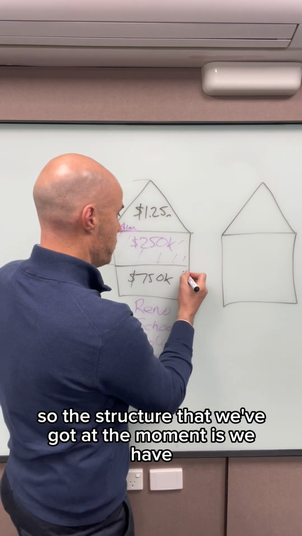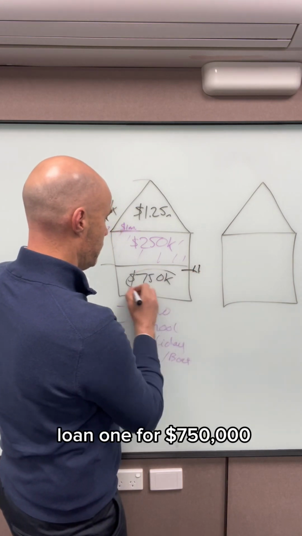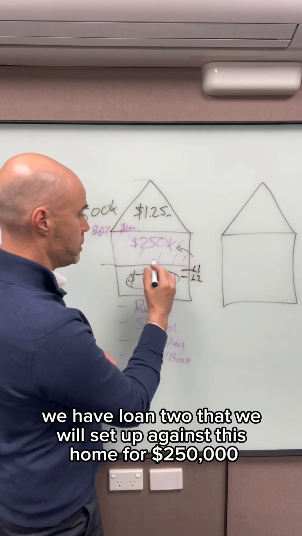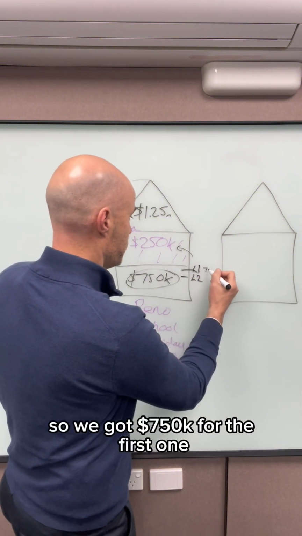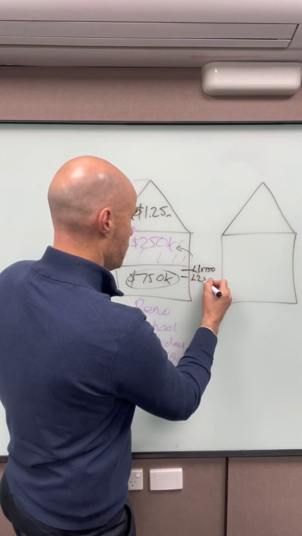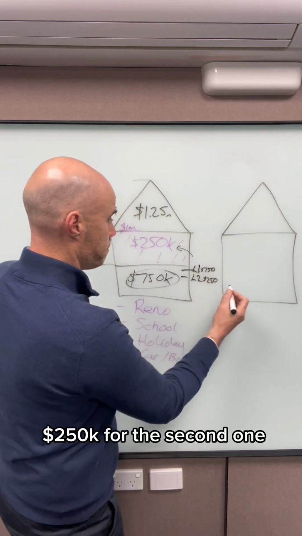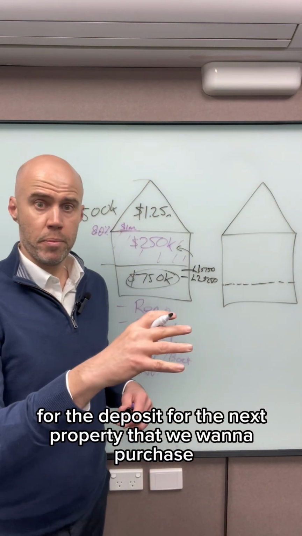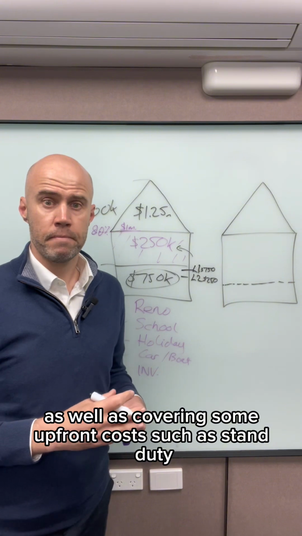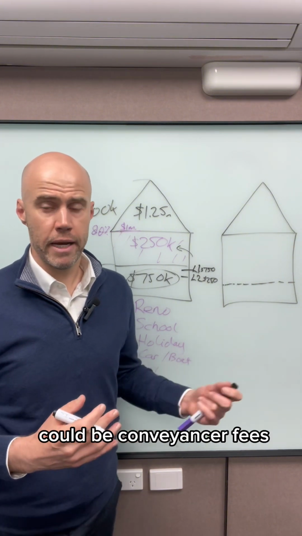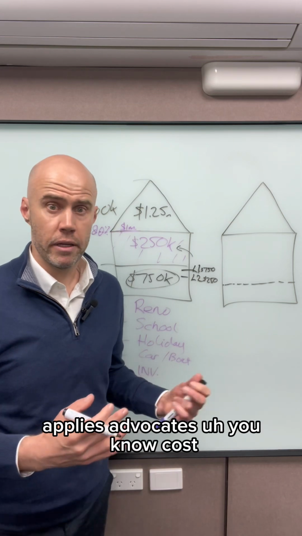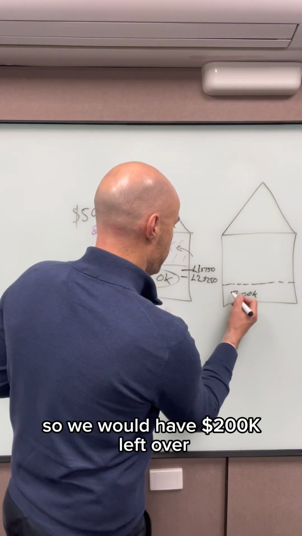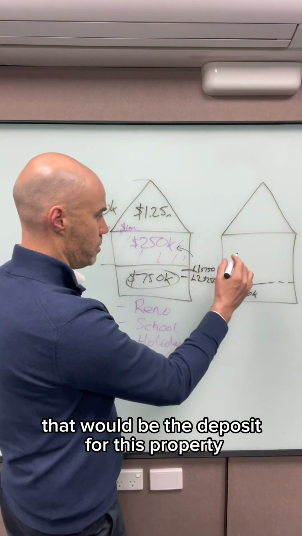So the structure that we've got at the moment is we have loan one for $750,000. We'll have loan two that we will set up against this home for $250,000. So we've got $750K for the first one, $250K for the second one, and then we will use that $250K for the deposit for the next property that we want to purchase, as well as covering some upfront costs such as stamp duty, conveyancer fees, some other legal fees, buyer's advocate costs, things like that. So we would have $200K left over once we've paid for all those upfront costs. That would be the deposit for this property.